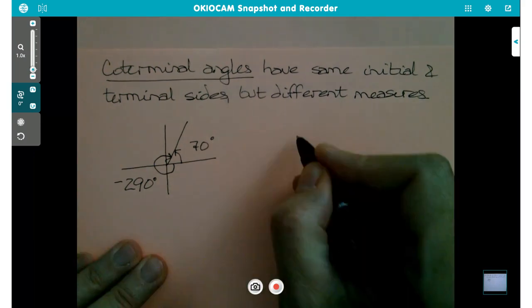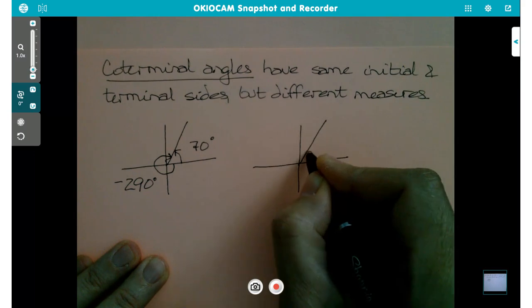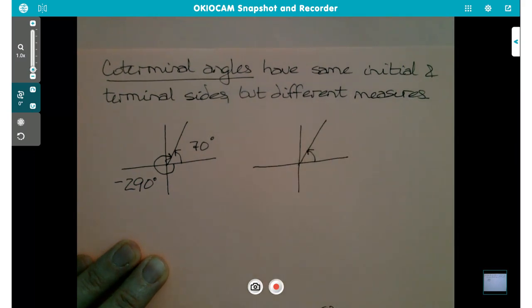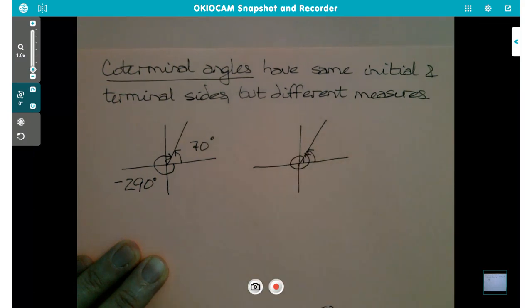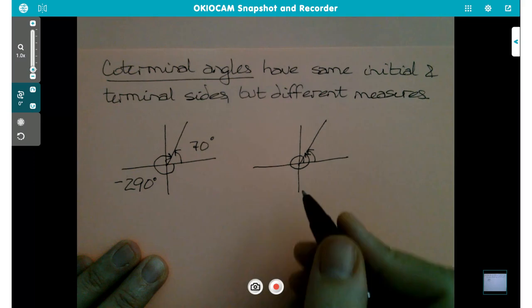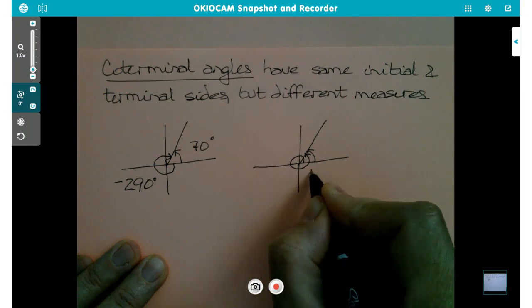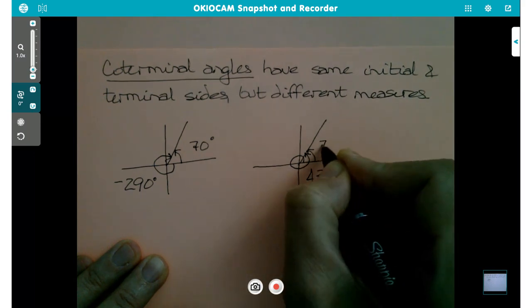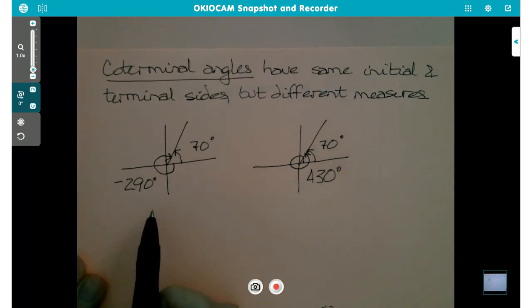Still not the only way to get there. Here's my 70-degree angle. I could get there just by going directly the shortest route, or I could start on the positive x-axis, go all the way around, and then end at the same terminal side. Not the same measure. I've gone a lot farther. I've gone my 70 degrees plus an additional 360 for a total of 430 degrees. So 70 degrees and 430 degrees are coterminal angles. They're not the same angle. They have different degree measures, but same initial and terminal sides. So we'll call them coterminal.